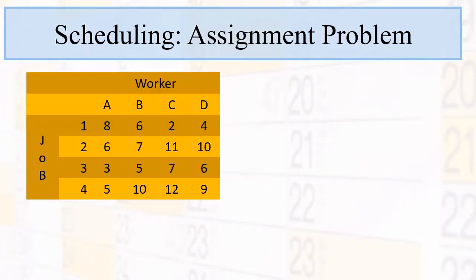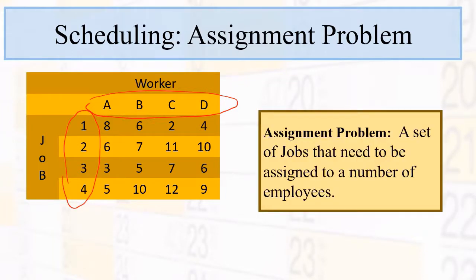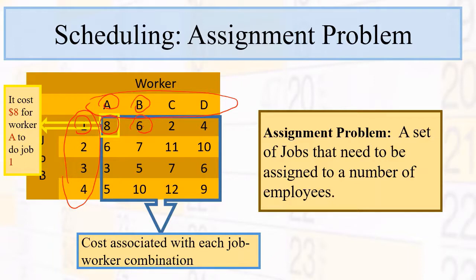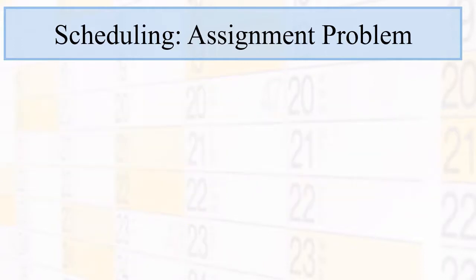So what we're going to be seeing is basically a number of workers and a number of jobs, and we want to assign the jobs to the workers. For example, here we have job A, which when done by worker 1 costs $8, and worker B does job 1 for $6, and so on. These numbers are costs associated with each worker doing the job. The goal is to find the most optimal assignment to minimize the overall cost.